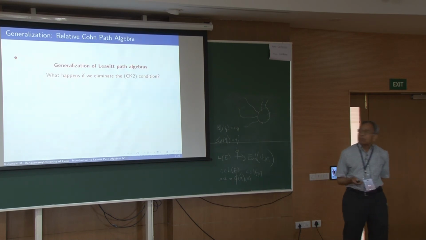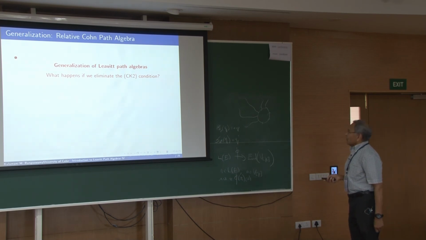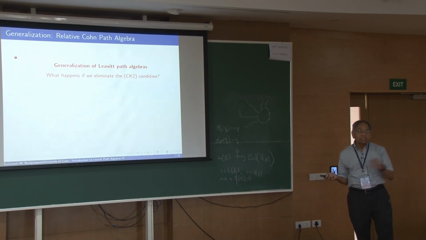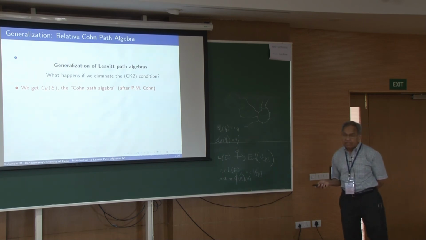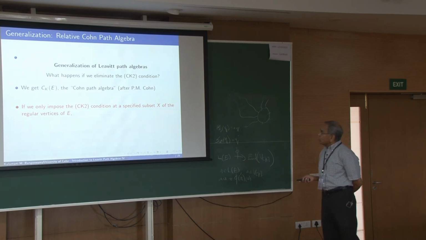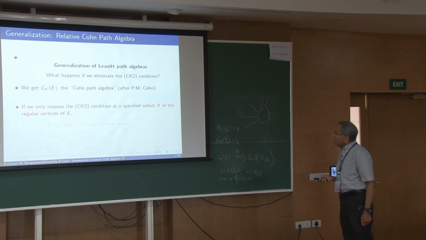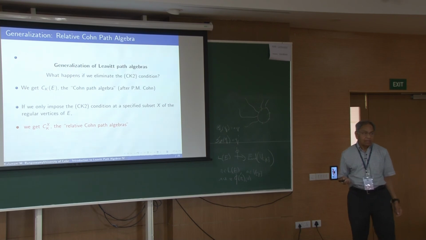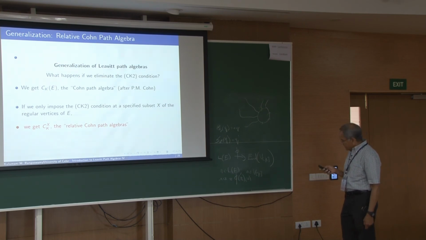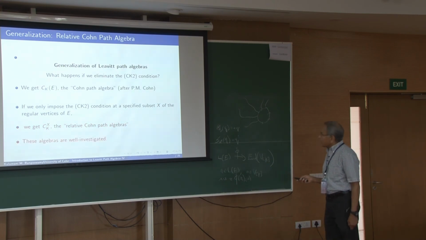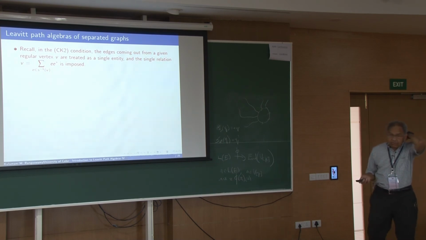Now there are generalizations of Leavitt path algebras, and we will quickly outline them. Some of them may be talked about by other speakers next week. One way is to remove the CK2 condition in the definition of Leavitt path algebra, and these are called Cohn path algebras, and they have been investigated also. Another is to only impose the CK2 condition on a specified subset of regular vertices, and these are called relative Cohn path algebras. They have been discussed also. Another concept is the so-called separated graph. We will talk about it next week.